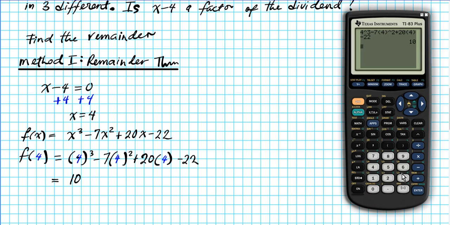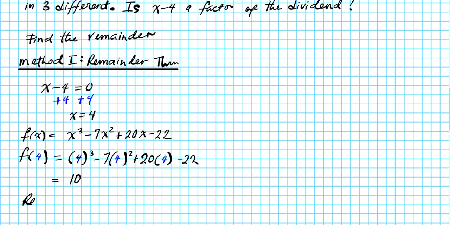So what did we just find? We have just found the remainder. So the remainder is equal to 10 when you divide this function right here by x minus 4. You see how fast it was to compute the remainder using the remainder theorem, especially if you have a calculator in your possession. Now let's take a look at method 2.